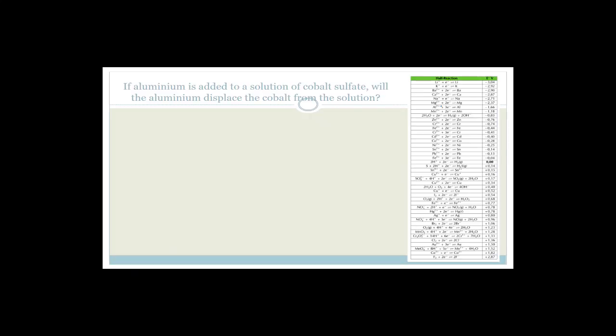Now it says, if aluminium is added to a solution of cobalt sulfate, will the aluminium displace the cobalt? Okay, let's try this one. So we want aluminium, and the letters for aluminium are Al. So let's go find some Al for us. Let's go look. Barium, calcium, sodium, aluminium. There we go, there's our aluminium. It's added to a solution of cobalt sulfate. So cobalt is Co, and it's Co2+.